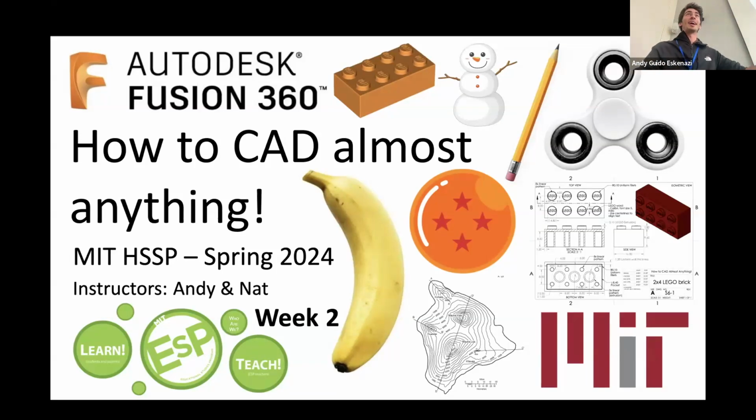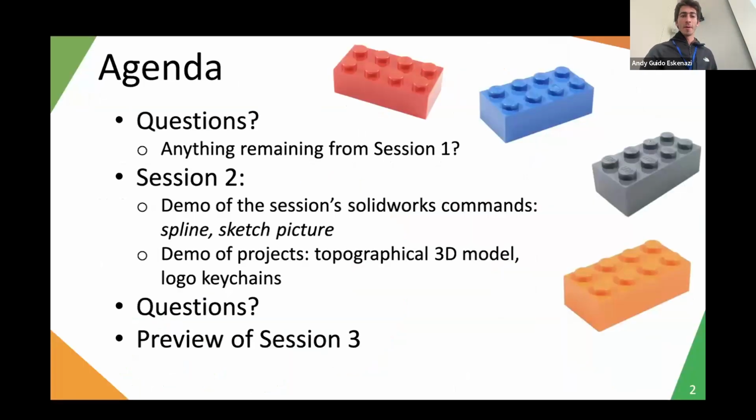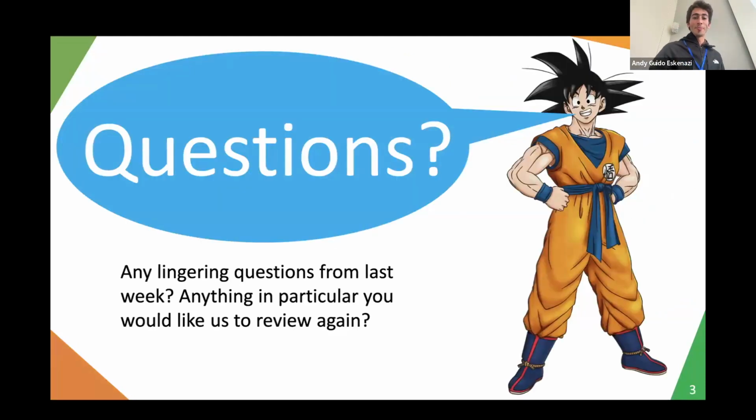Thank you for coming again today. I'm very excited. Week 2, very cool stuff that we'll be doing. I think it's a very powerful technique that I was actually using this week with someone that needed some help making a gear. So what are we going to learn today? We're going to learn how to use the spline tool and how to use pictures in Fusion 360. Ideally, the plan would be to make a topological 3D model, but we'll focus more on the logo keychains. Before we start, do you guys have any questions from last week?